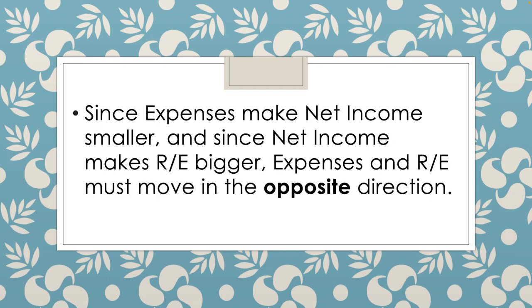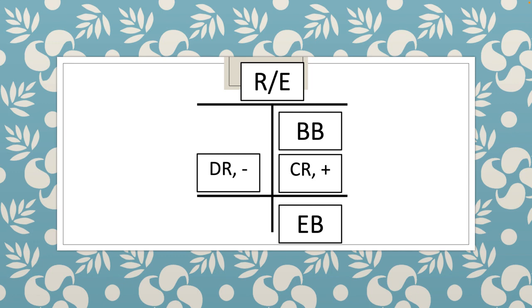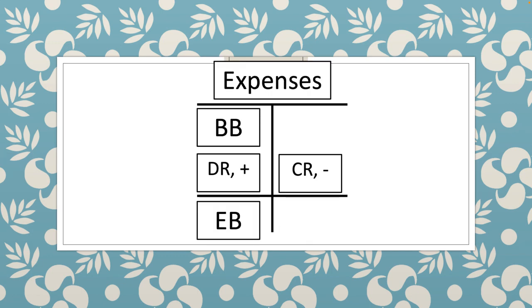Since expenses make net income smaller, but net income makes retained earnings bigger, that means expenses and retained earnings are moving in the opposite direction. And so if retained earnings looks like this with the balances on the credit side, expenses must look like this with the balances on the debit side.